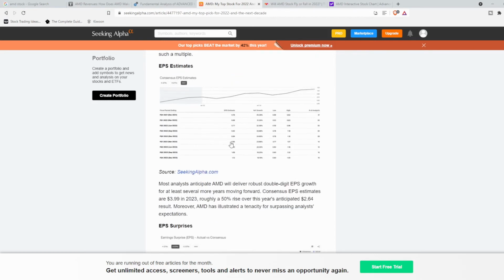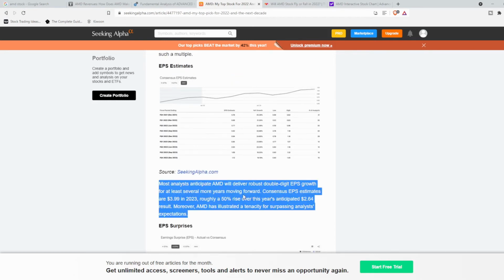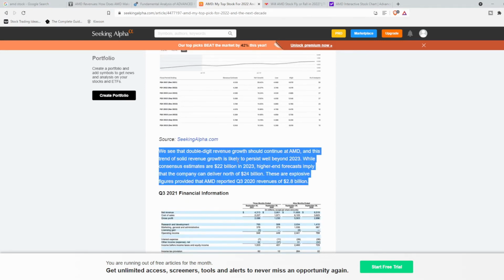And here, we can see the EPS estimates: AMD only beats estimates by 10% in 2023. The company will deliver around $4.40 a share. This EPS figure implies that AMD is trading around 35 times 2023 EPS estimates as of right now. But in terms of revenue, while consensus estimates are $22 billion in 2023, higher end forecasts imply that the company can deliver north of $24 billion. I know these numbers may seem fictional, but these are explosive figures, given AMD reported in 2020 Q3 revenues of only $2.8 billion.